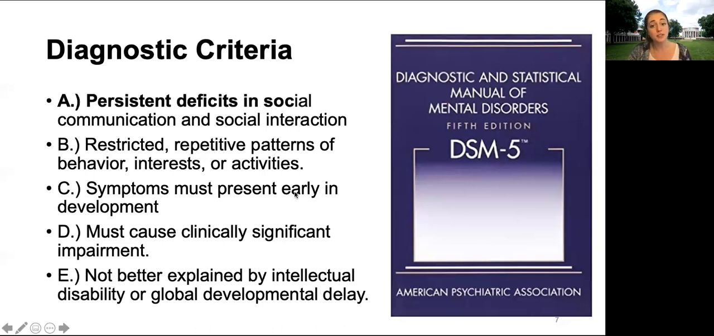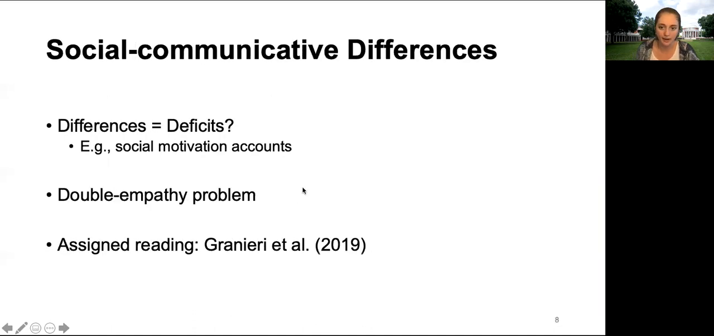And a lot of research has focused on this first category, persistent deficits in social communication and social interaction. And so I want to pause there for a second and talk a little bit about some of the research that has been done there. You'll notice from what you probably read in your textbook, and from the DSM descriptions even, and lots of things that you'll read about autism, is oftentimes autistic differences are framed unilaterally as deficits.